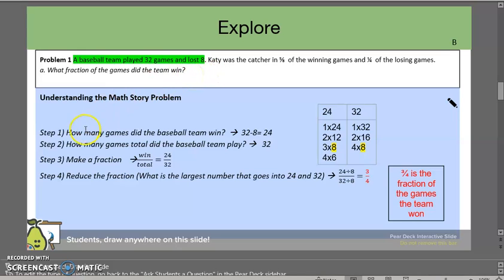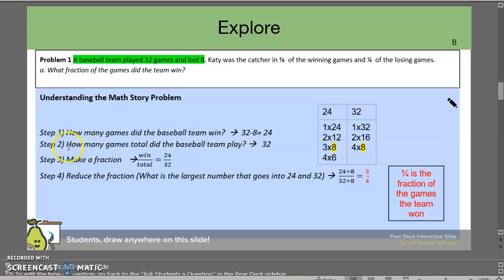So the first step is, how many games did the baseball team win? So if we look at the question, we see that the baseball team played 32 games and lost 8. So that tells us a couple of pieces of information. We know that there were 32 total games, but then we know that they lost 8, so that means the rest of the games they won. So here we do 32 minus 8, giving us 24.